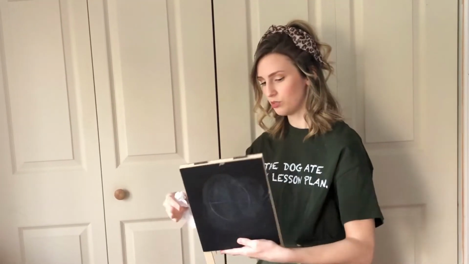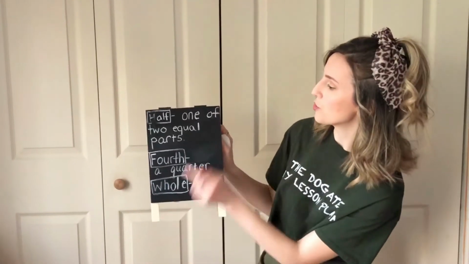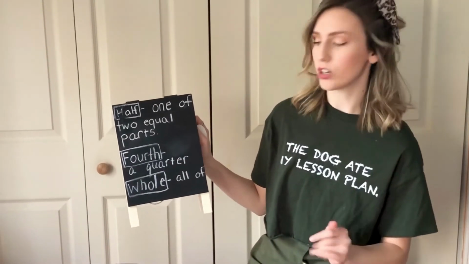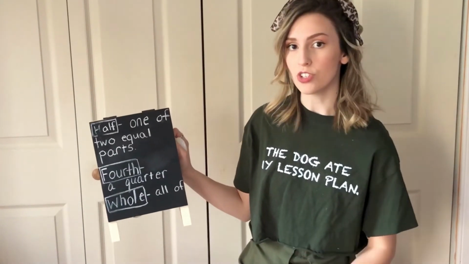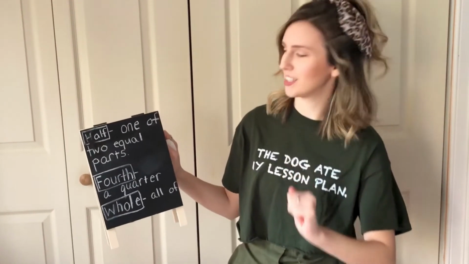So let's look at this vocabulary. We have a half, which is one of 2 equal parts. We have a fourth, which is a quarter. And we have a whole, which is all of. So the entire thing, the entire piece of pizza.